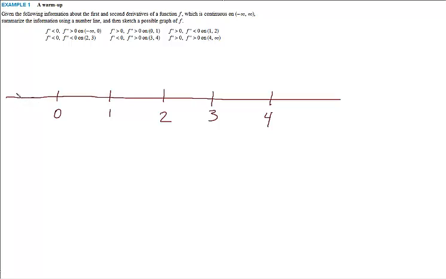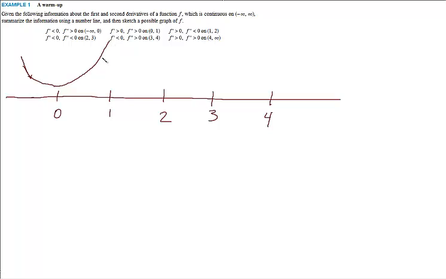From -infinity to 0, the fact that the first derivative is less than 0 tells me that it's decreasing. The fact that the second derivative is greater than 0 tells me it's doing this concave up kind of shape. From 0 to 1, I know that it is now increasing because the first derivative is greater than 0, and it is still concave up. Okay?